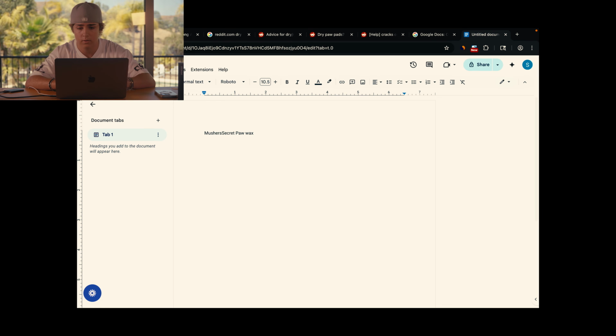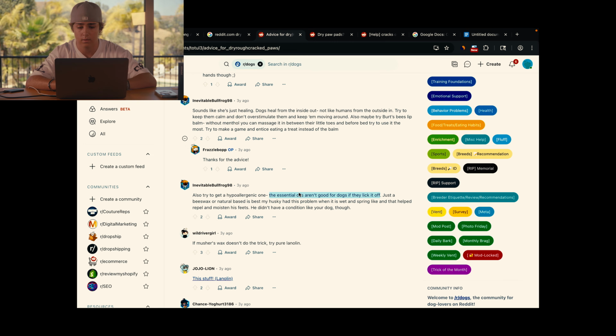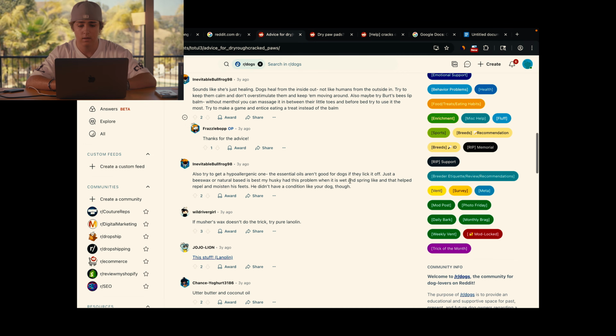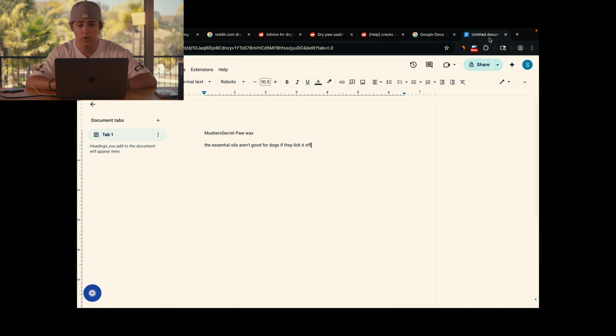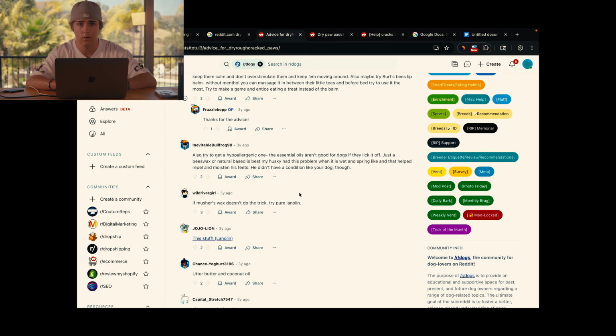We can actually reverse engineer, and if they talk about that it's not good for dogs if they lick it off, that means that they're obviously anxious about their dogs licking this, because as you guys know, if you're a dog owner, they like to lick their paws, especially if you put something on them. So it's good to know that when we leverage this in our VSLs, that could be an objection that we can handle and talk about. For example, our product maybe is completely natural and lick safe. That would be a huge objection.